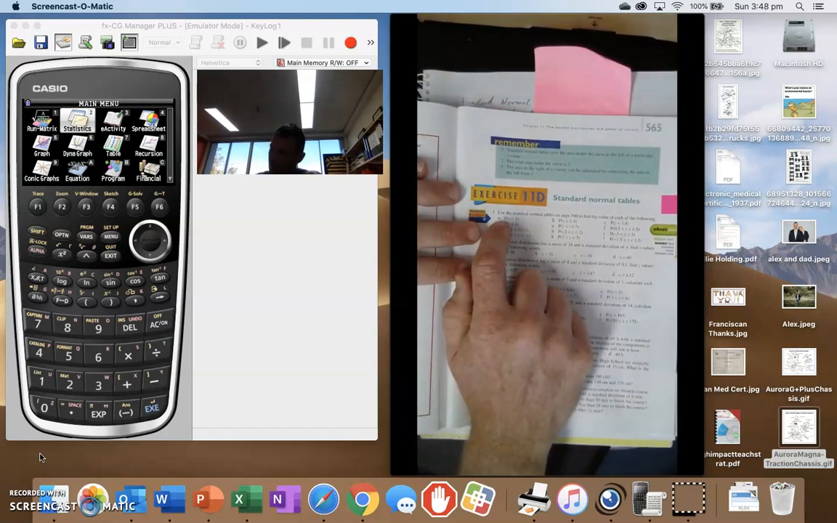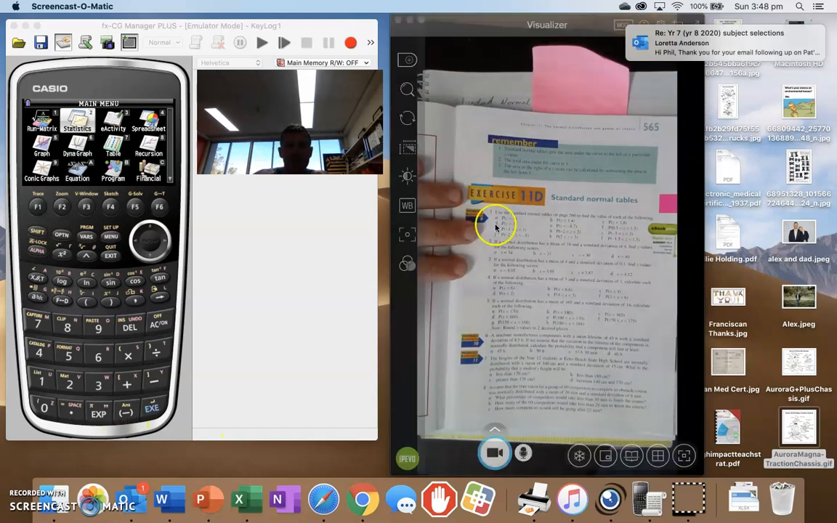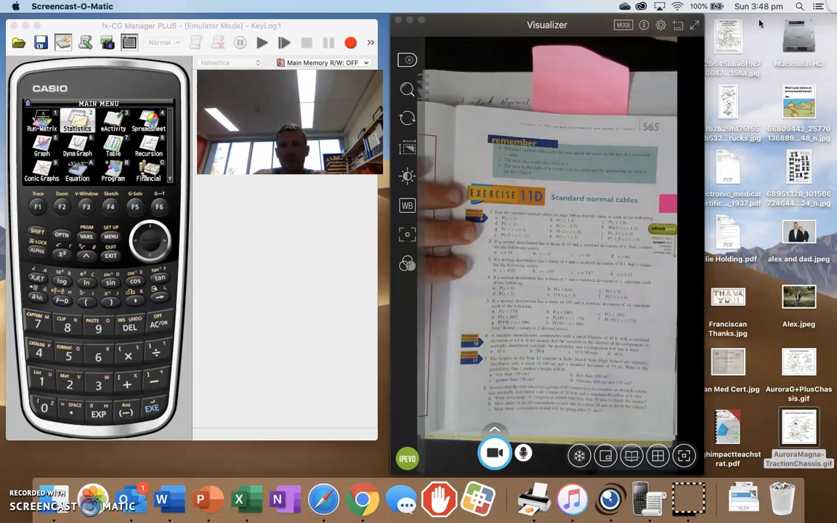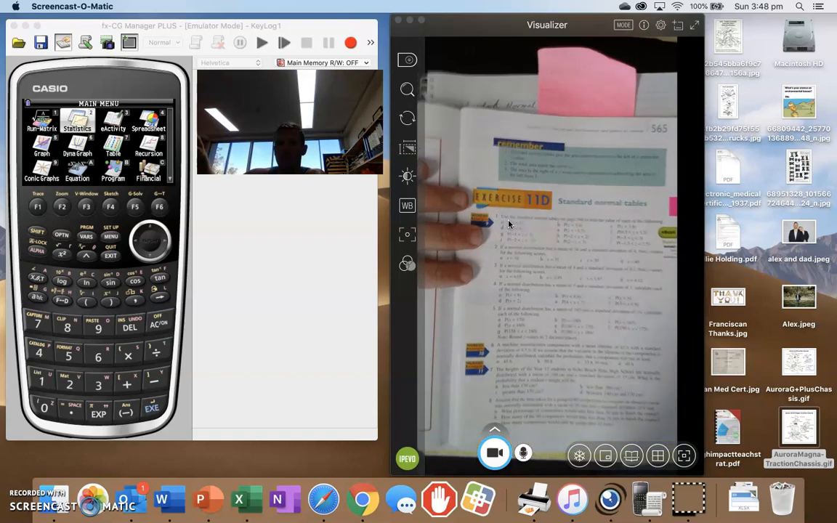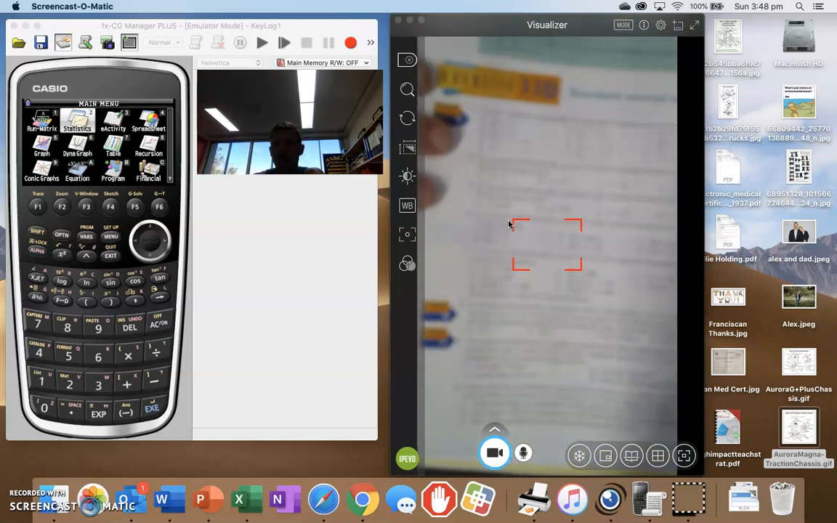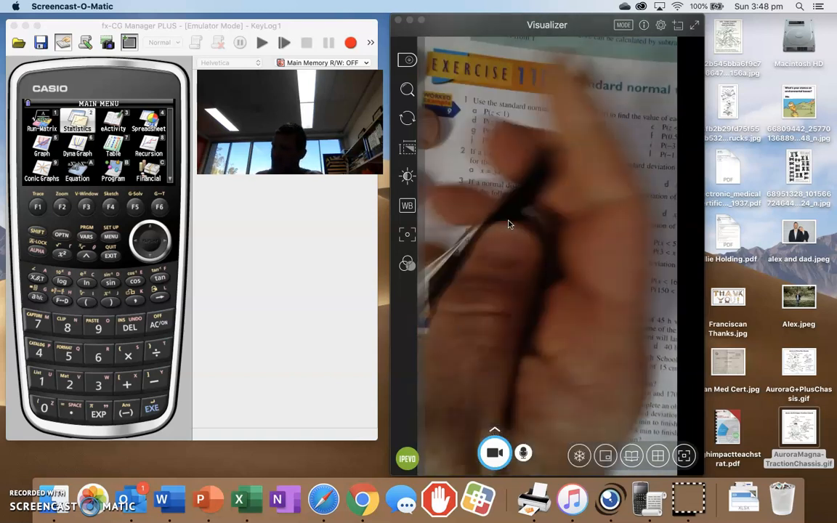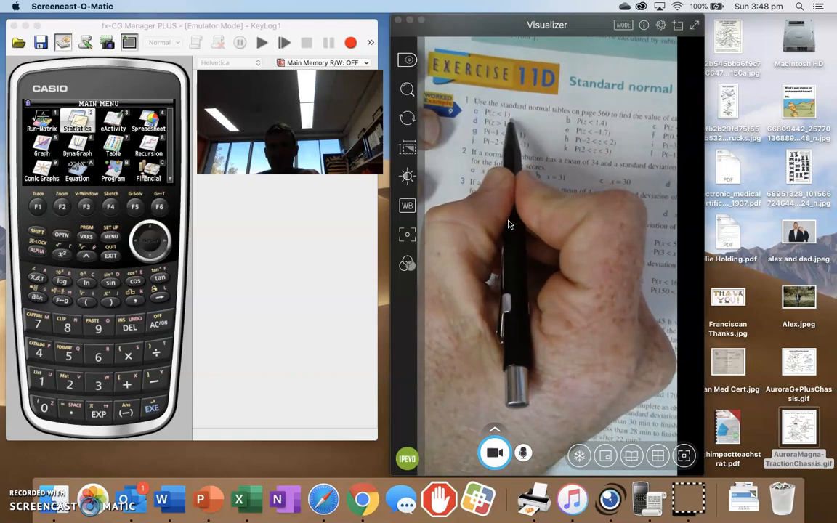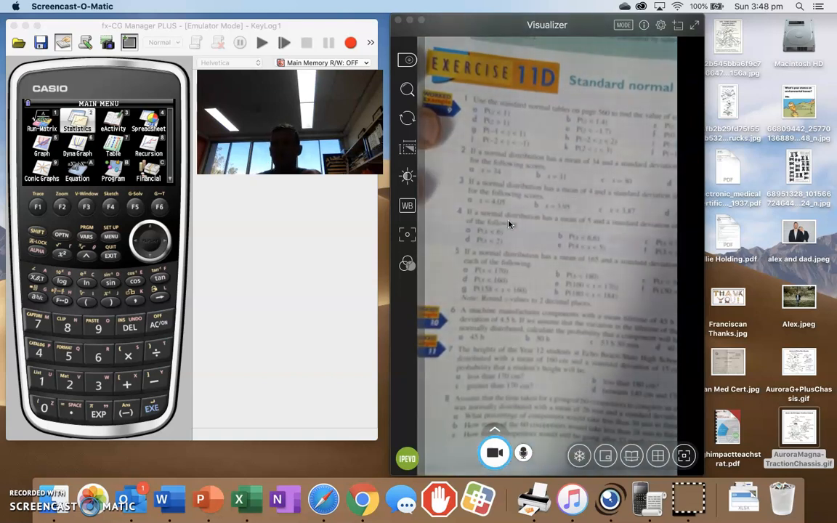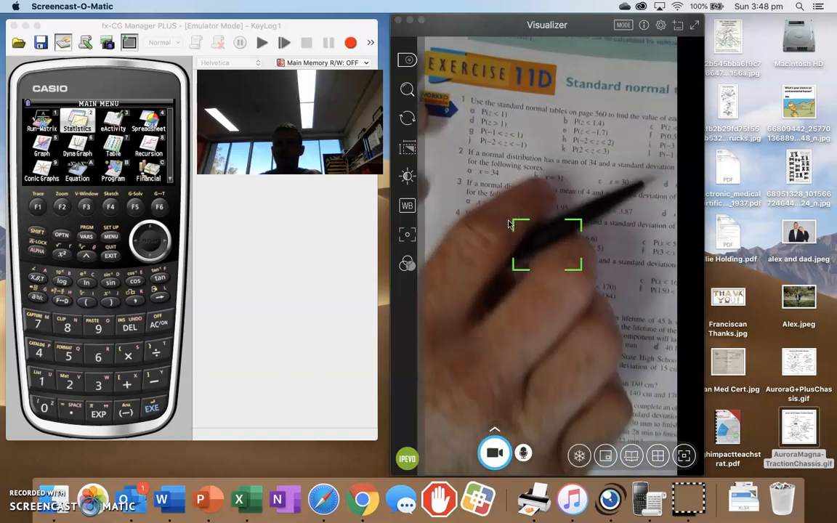Now you notice it says A, P stands for probability. The probability of a Z score which is less than one. Here we go. A Z score less than one.